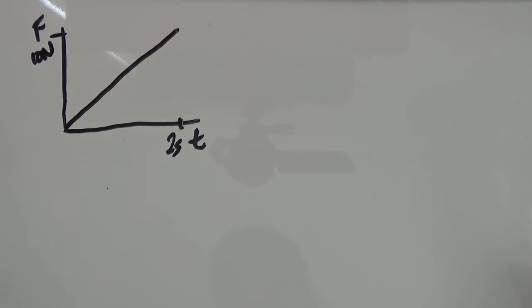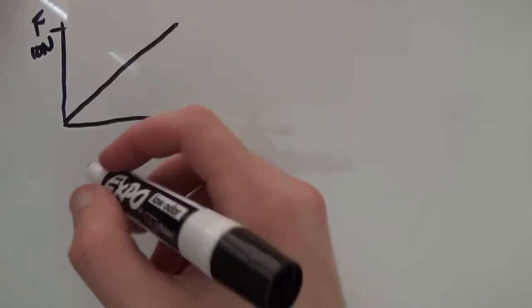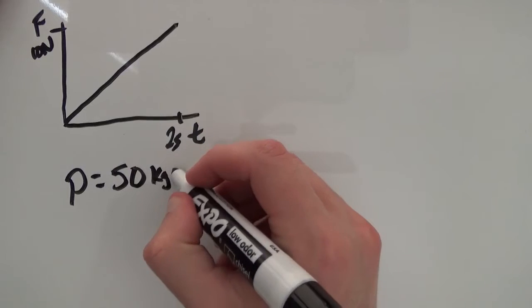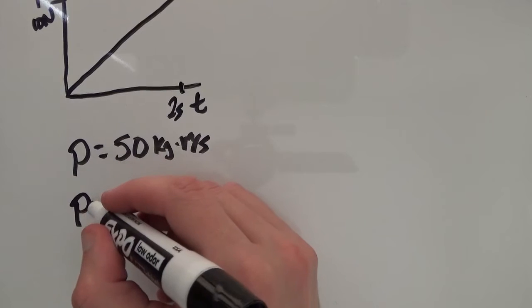Let's say the problem says something like there is an object sitting, or it's in motion or something, you don't know, and this impulse in the graph is applied on it. And the problem says that it has a final momentum after the impulse is applied of, say, 50 kilograms times meters per second, right? And it might be asking you, what is the initial momentum?